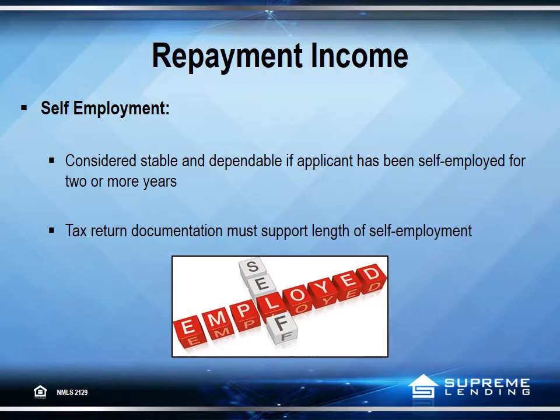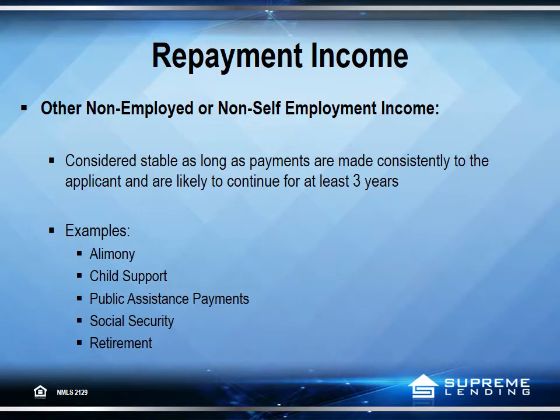For self-employment repayment income, the income is considered stable and dependable if the applicant has been self-employed for 2 or more years. Tax return documentation must support the length of employment. For other non-employed or non-self-employment income, it is considered stable as long as payments are made consistently to the applicant and are likely to continue for at least 3 years. Some examples of this include alimony, child support, public assistance payments, Social Security, and retirement.